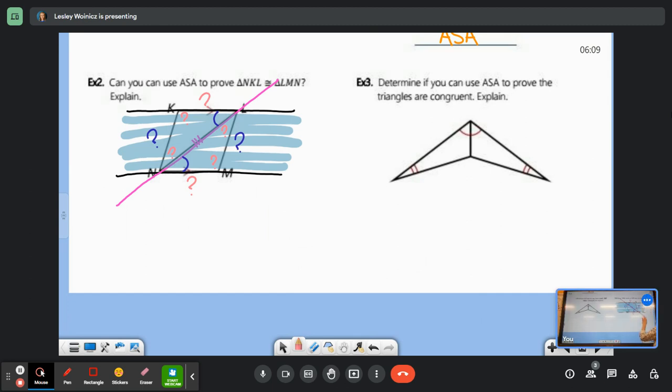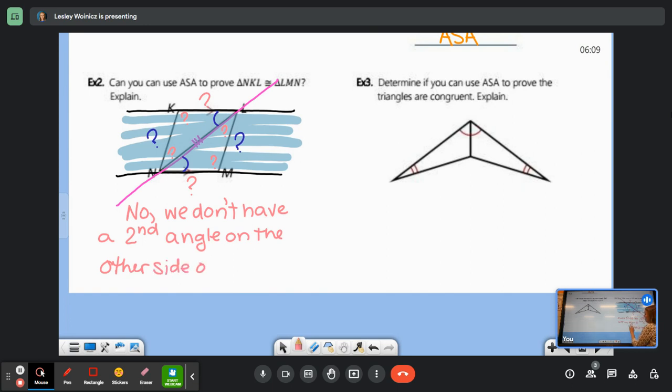So we're going to say, no, we don't have a second angle on the other side of what should be our included side. It's not included in anything, so I'm going to put it in quotes because it doesn't have another angle, but it would be if we had it. So I'm just going to put it in quotes. Included side.